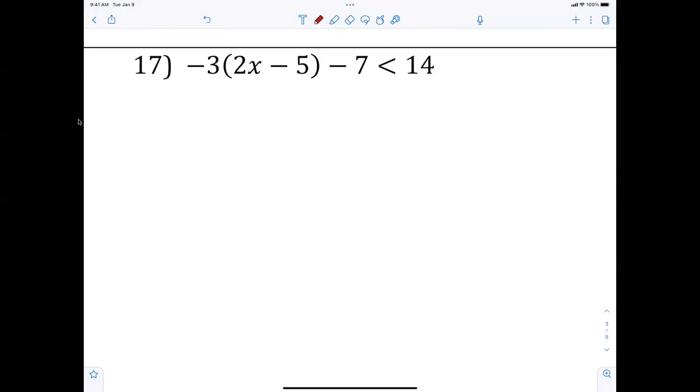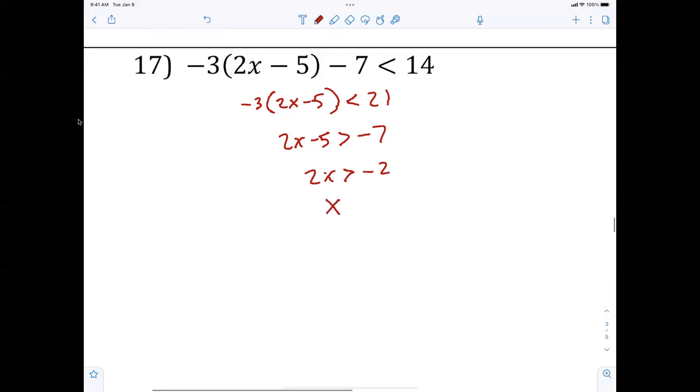All right, but because we want to be great, we're just going to say -3 parentheses 2x minus 5 is less than 21. 2x minus 5 is greater than -7. 2x is greater than -2, and x is greater than -1. And then graph that. Anybody have any issues with that? Anybody have any issues? Go ahead, I'm listening.